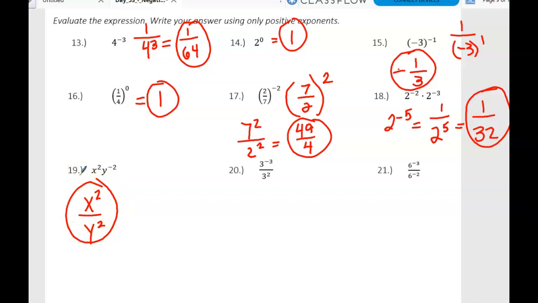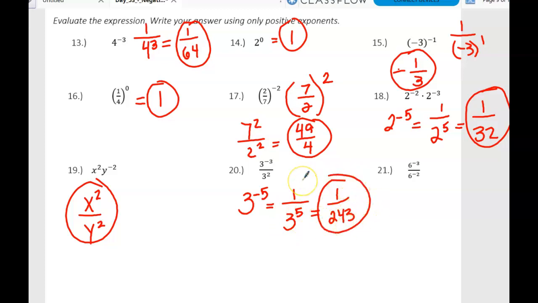20, I've got the same base, so I'm going to be careful here. I'm going to subtract. So negative 3 minus 2 is negative 5, so I end up with 3 to the negative 5 power, which is 1/3 to the 5th, which is going to be 1/243. Okay, and when I subtract here, my base is 6. Negative 3 minus a negative 2 is a negative 1, so I end up with 6 to the negative 1 power, which is 1/6. Okay. Moving on, let's try the next few.